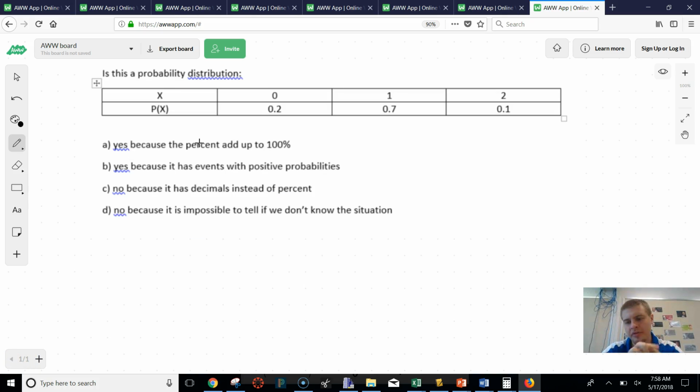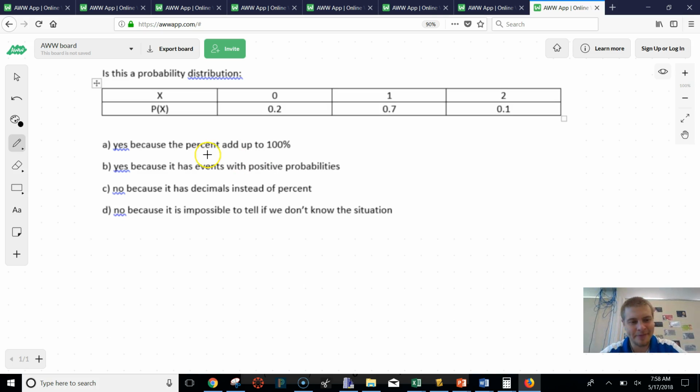Okay, so we have to tell whether this is a probability distribution. If you remember, the only two things we really care about with a probability distribution is we don't have negative probabilities, because you can't have less than a 0% chance of something happening. And the second is I would know it's a probability distribution if it added up to 100. These top two are both kind of correct, but just because they have positive probabilities doesn't mean it's a probability distribution. It just helps.